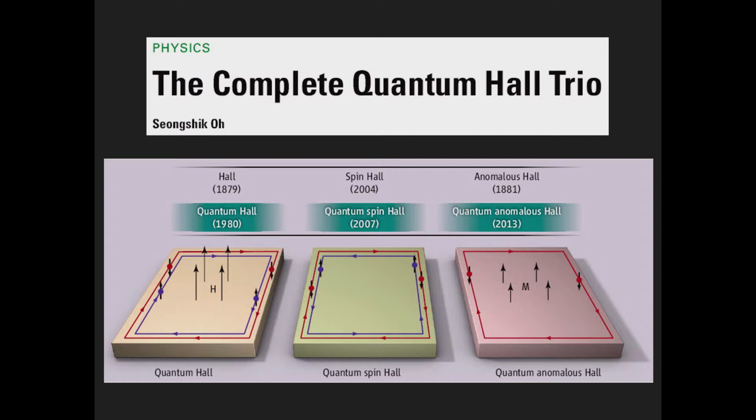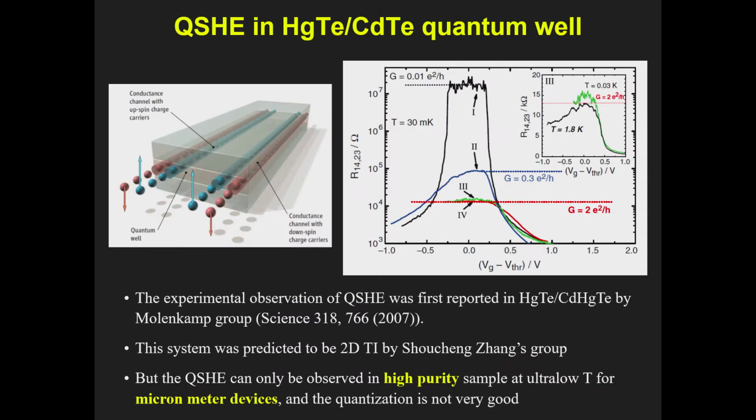And the quantum spin Hall effect is different because it preserves time reversal symmetry, and there is this helical edge state. And recently, we got interested in the quantum spin Hall effect. So we want to go back and see the original report by Professor Molenkamp's group. Here's the data. Here's the sample. It's a mercury telluride and cadmium mercury telluride quantum well structure, which was predicted by Shoucheng Zhang's group to be a 2D topological insulator, and which has this helical state.